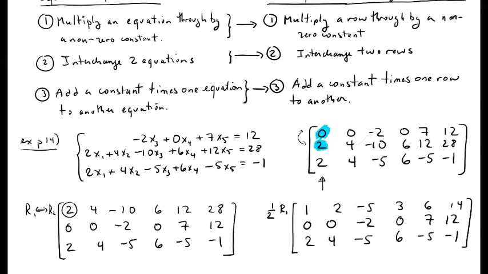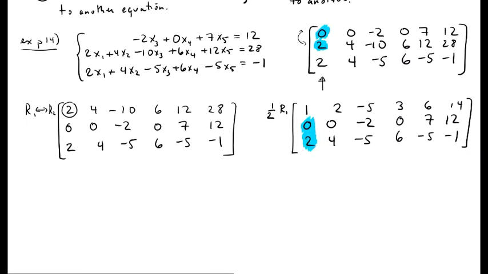So what I want to do is put zeros below the leading 1. That's the first thing I'm going to want to do. Now I'm kind of lucky because I already have a 0 in the second row. So all I need to do is replace that 2 at the bottom by a 0. How do I do that? I'm going to do operation number 3.